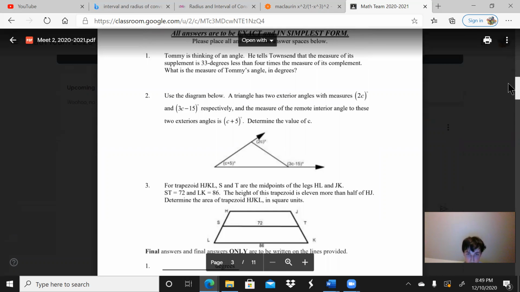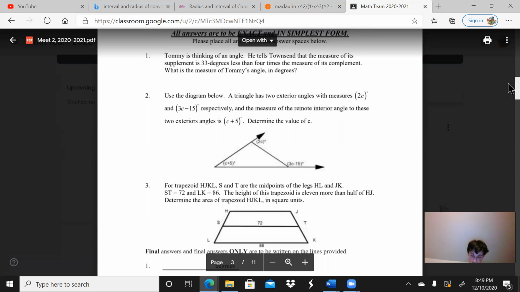Ooh, okay. Tommy's thinking of an angle. He tells Townsend that the measure of the supplement, so 180 minus x, is 33 degrees less than 4 times the measure of the complement. Wasn't this on one of the past meets, I think.